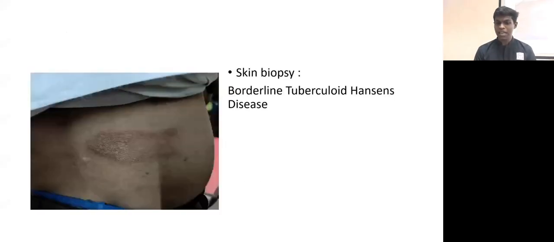So our patient had a lesion with satellite lesions and asymmetrical nerve thickening, and his skin biopsy showed borderline tuberculoid Hansen's disease. Currently, he is under dermatology follow-up for the management.